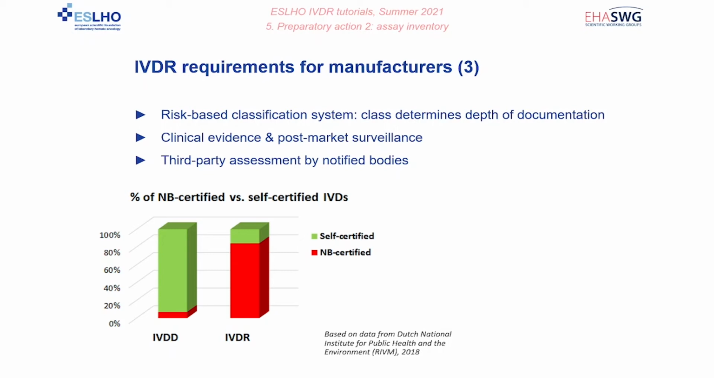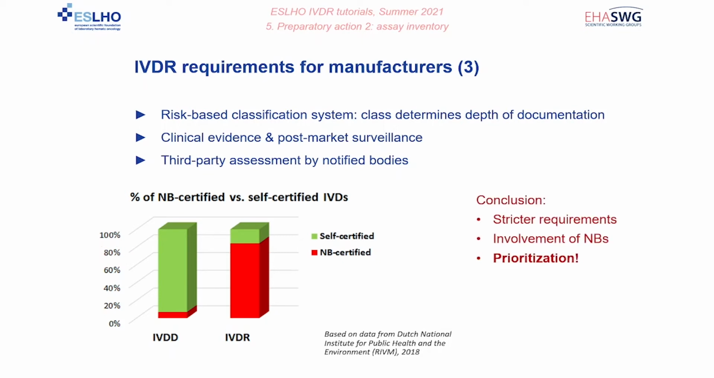market. Under the IVDR, almost all devices will have to be certified by a notified body, and only the non-sterile Class A devices can be self-certified. This means that the percentage of IVDs that need to be assessed by a notified body will increase from 20 or even less under the IVDD to 80 or even more under the IVDR.